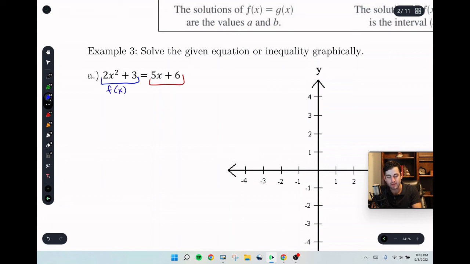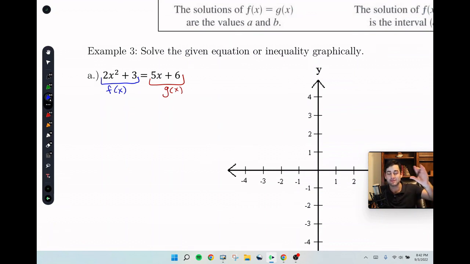I'm going to call this one f of x and call this one g of x for no reason, just because I want to. You could call it y and t. You could call it a and b. Don't call it x because you already have an x used. You call it whatever you want. y1, y2, some people like to do.